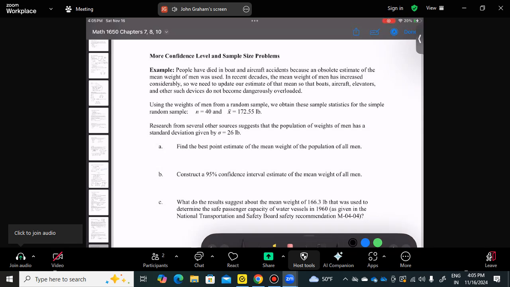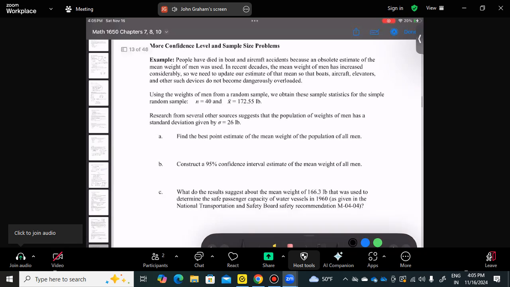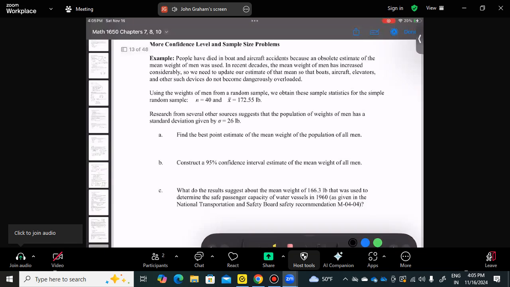Using the weights of men from a random sample, we obtain these sample statistics for the simple random sample. N equals 40, and the average weight is 172.55 pounds. Research from other sources suggests that the population of weights of men has a standard deviation of 26 pounds. Okay, first, find the best point estimate of the mean weight of the population of all men.